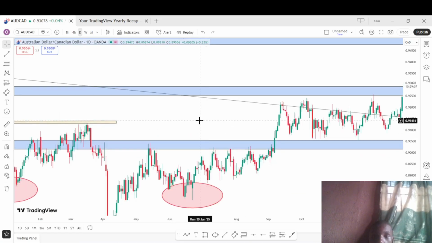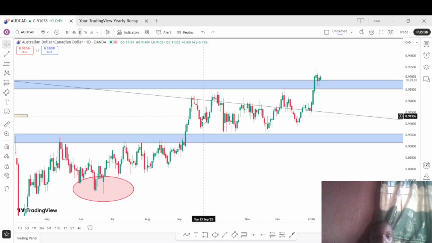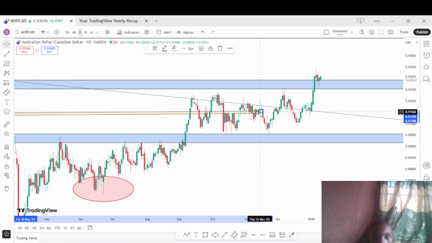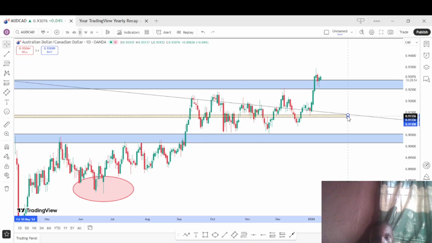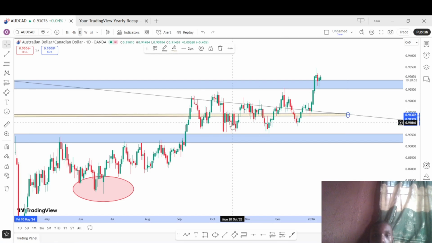And if you come here, you still see that it reacted to this point. If you drag it here, it reacted to this point. So this can be the reason it came here. This is the reason it came here after breaking above it. It still retested this level before going up.